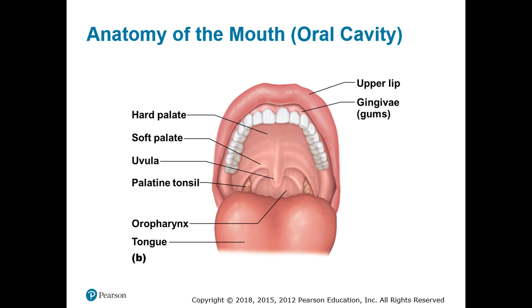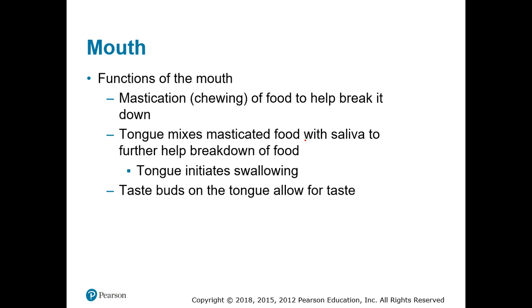Again, here, this is just another different picture of it as well. So what are the functions of your mouth? Well, mastication, which is just a fancy word for chewing food, helps break it down. Your tongue mixes that food that you have chewed and broken down with saliva, where saliva will begin the breakdown of food. And then your tongue also helps initiate swallowing once you've broken that food down, where it'll go down your throat. And last but not least, your tongue has taste buds on it to allow you to taste sweet, salty food as well.